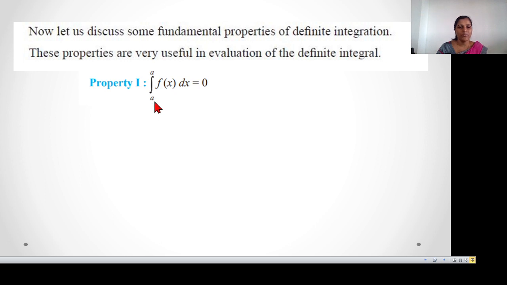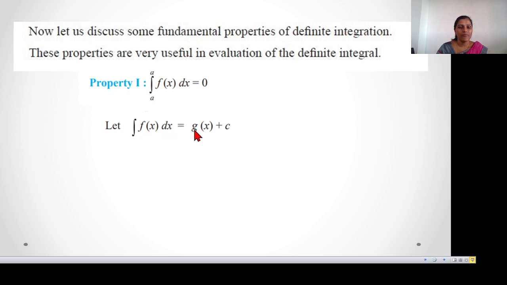The first property statement is the integral from a to a of f of x dx is equal to 0. What does this property say? This property says that whenever the upper limit and lower limit are the same, then the integral of f of x dx will be 0. So let us prove this property.